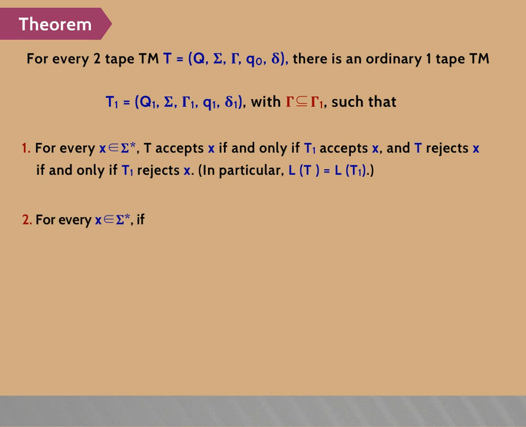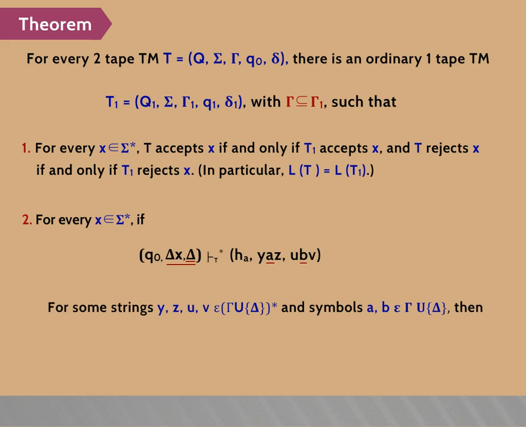For every x belongs to Σ*, if for some strings y, z, u, v in (Γ ∪ Δ)* and symbols a, b in (Γ ∪ Δ), then q1 Δx ⊢* T1 y h a z.